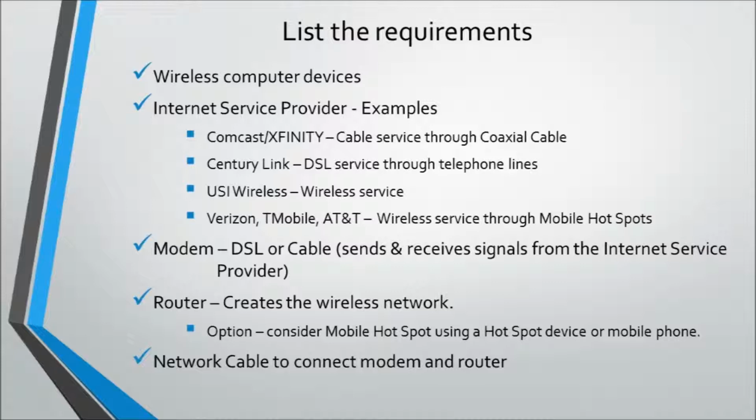You might recognize the names of these internet service providers. Xfinity provides cable service through coaxial cable. CenturyLink provides DSL service through telephone lines. USI Wireless provides wireless service, and Verizon, T-Mobile, and AT&T provide wireless service through mobile hotspots or your cell phone. A mobile hotspot provides the same function as a router, except you don't need a modem and a router when you use a mobile hotspot.